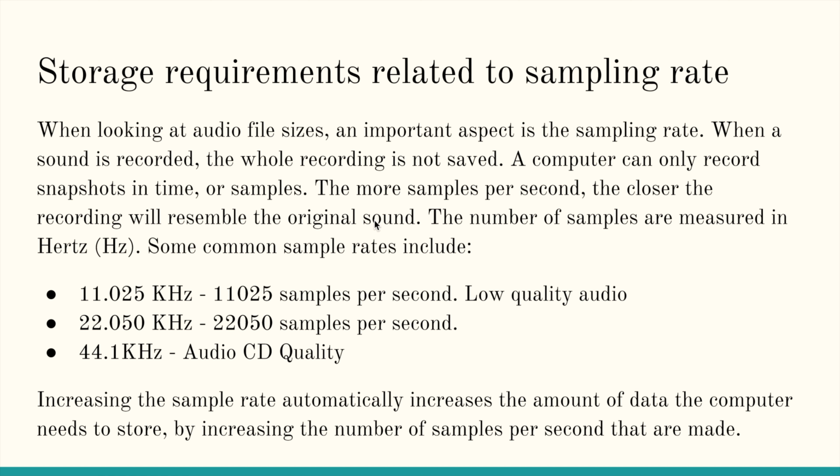The number of samples are measured in hertz, and some common sample rates include 11.025 kilohertz, which is 11,025 samples per second, which is a low quality audio, and that goes up to 44.1, which is audio CD quality, and we have many higher sampling rates as well. So obviously the more samples per second, the higher the sampling rate, the more data the computer needs to store. So if you're looking to save space, you need to use a smaller sampling rate, and if you're looking to get the best quality, you'll use a higher sampling rate.